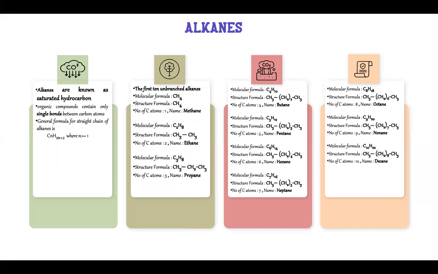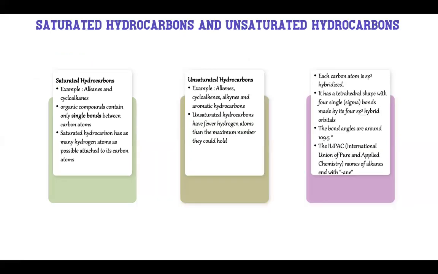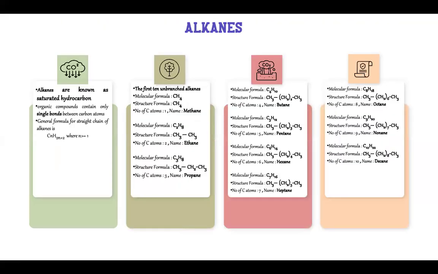Alkanes. Alkanes are known as saturated hydrocarbons, organic compounds containing only single bonds between carbon atoms. The general formula for straight-chain alkanes is CnH2n+2, where n is greater than or equal to 1.